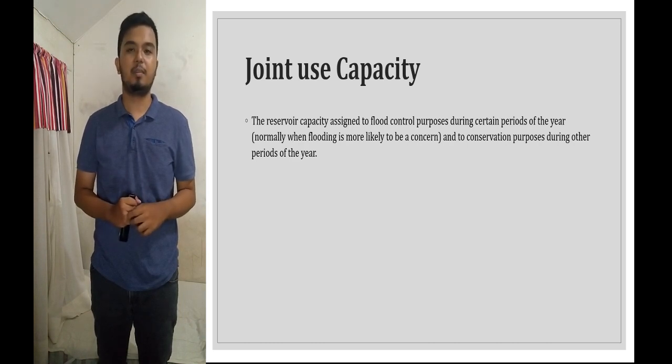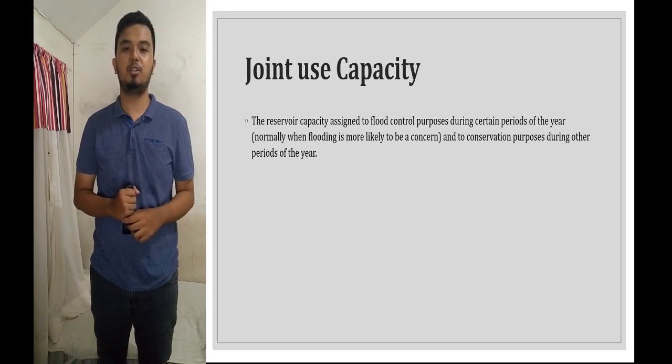Next is the joint use capacity. This is the reservoir capacity assigned to flood control purposes during certain periods of the year.